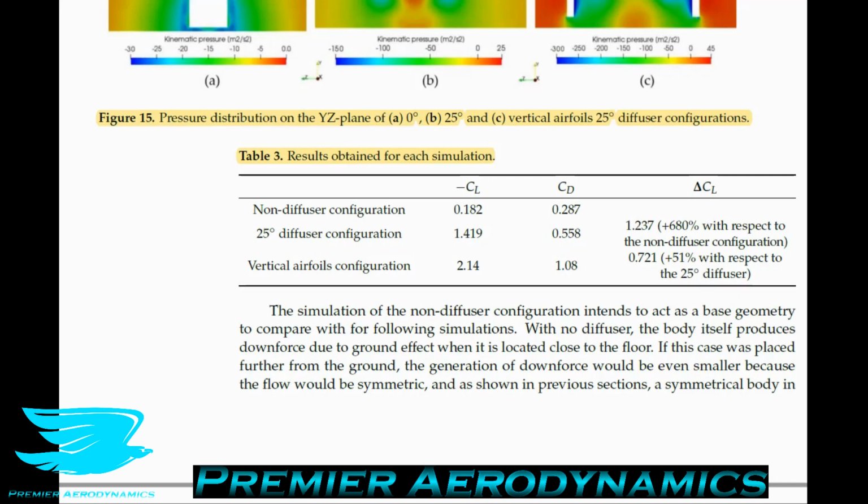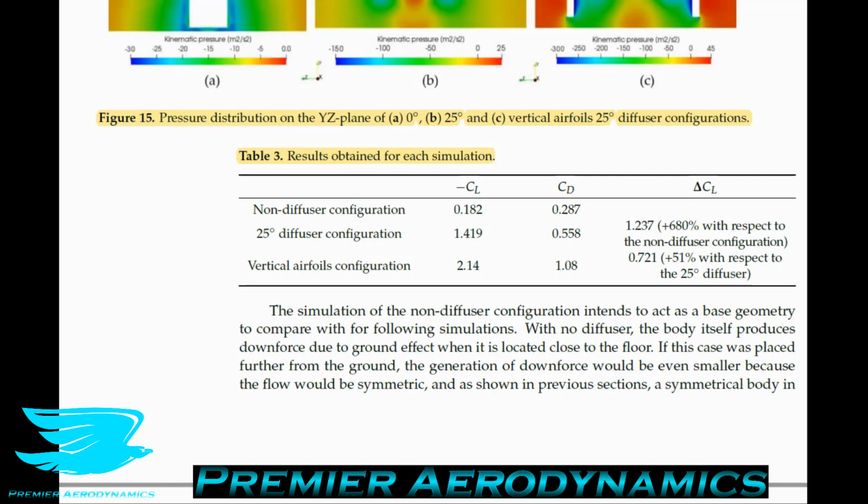So without any diffuser, the lift coefficient is minus 0.182. So that's actually pretty good. It means that it's still producing a downforce. The drag coefficient is 0.287, which is actually pretty decent considering that the pack is not even designed to be good at drag reduction.